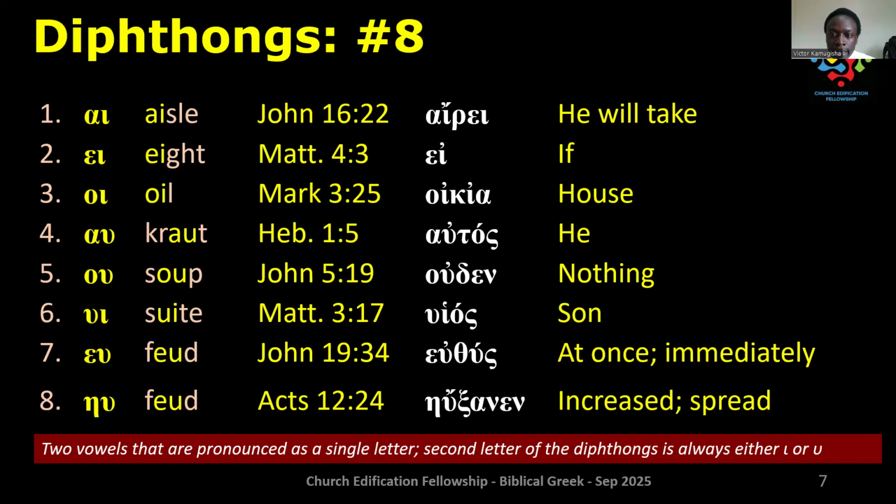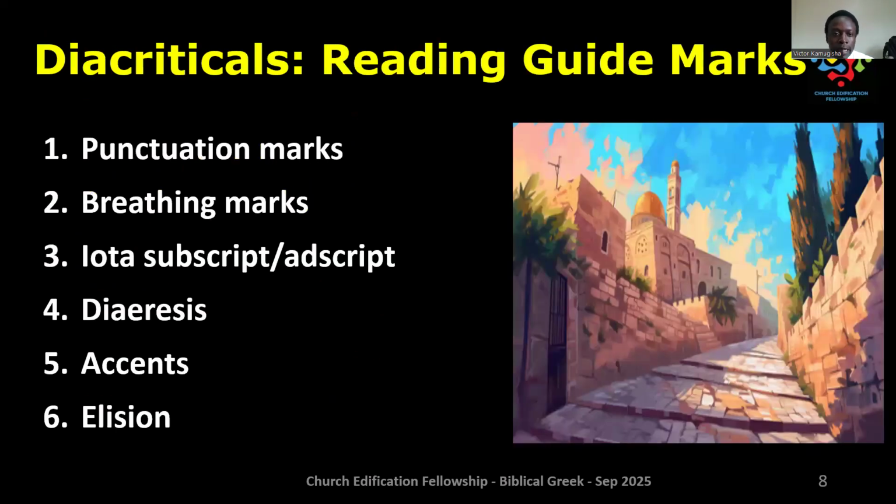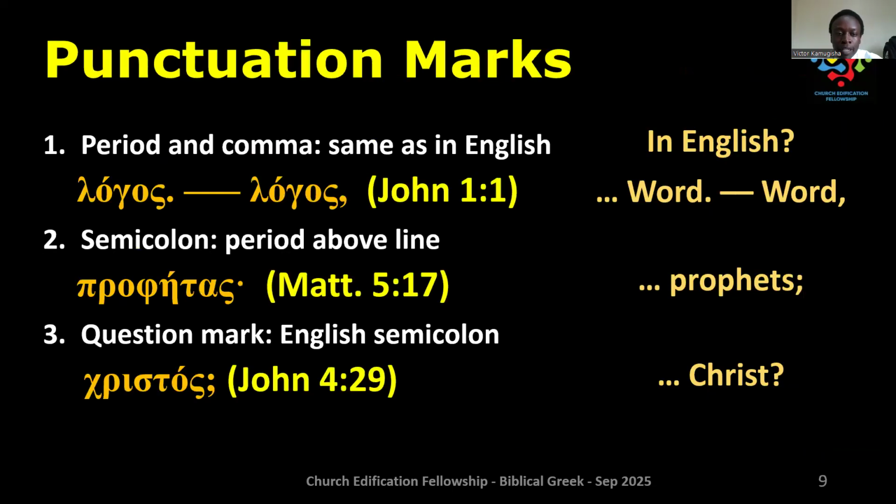So we need now to understand diacriticals. Now, what are diacriticals? These are reading guide marks. So as you're reading, there are marks that are all over the Greek text that you need to understand. What do these marks mean? Okay, so some are punctuation marks, others are breathing marks, others are iota subscripts, others are iota adscripts, others are diareses, others are accents, others are elisions. Okay, elisions. So let us begin with punctuation marks.